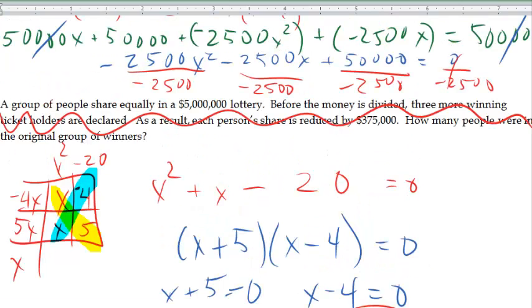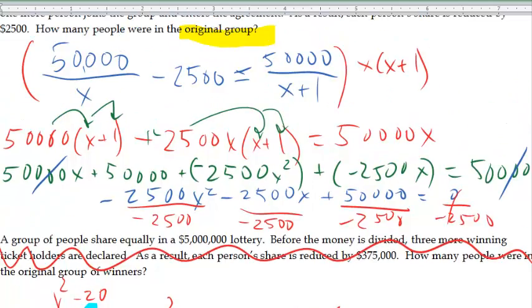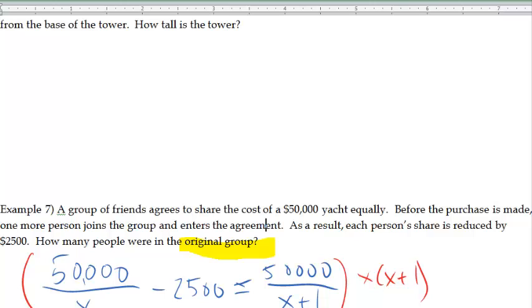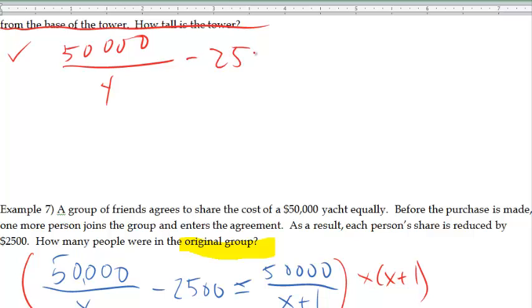So we go up here and say, okay, our original equation, we're going to do it up here where I have room. Our original equation was 50,000 over x, which we found out to be 4, minus 2,500 equals 50,000 divided by 4 plus 1.